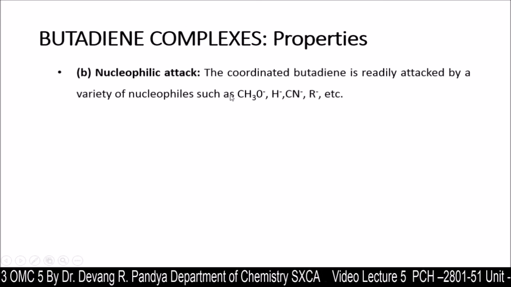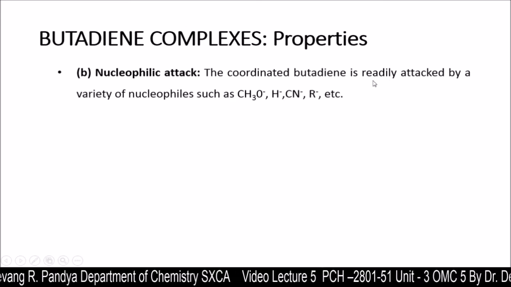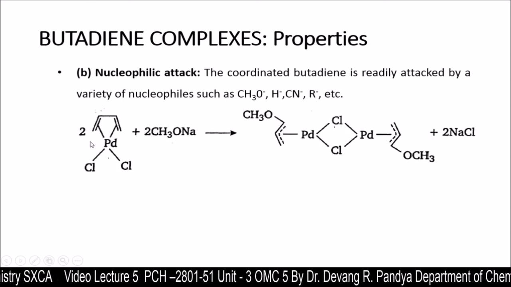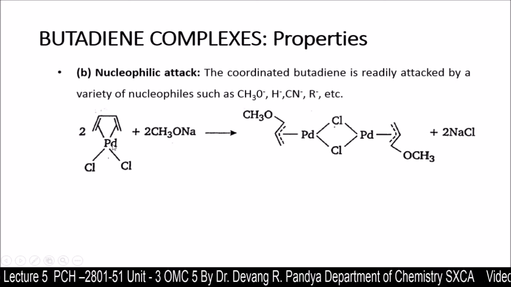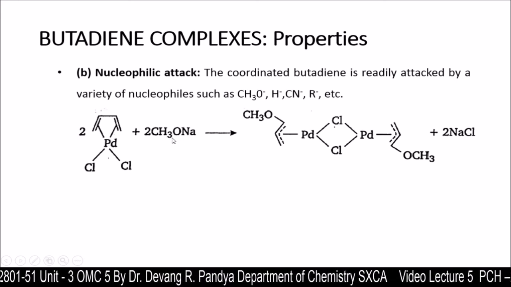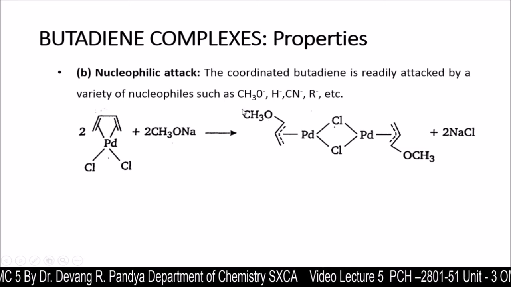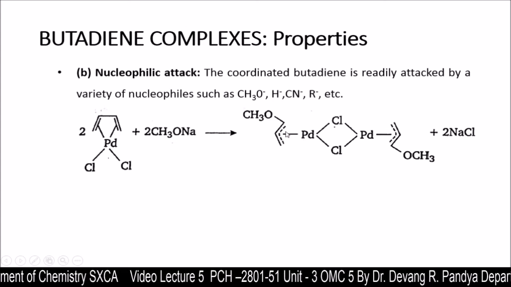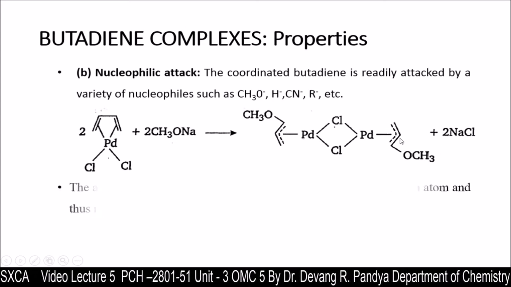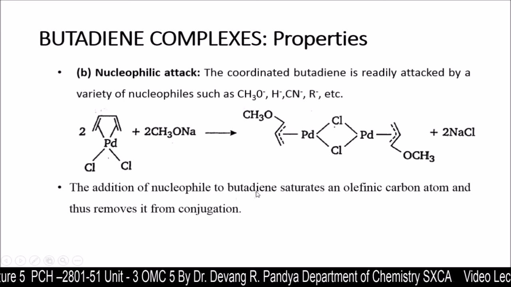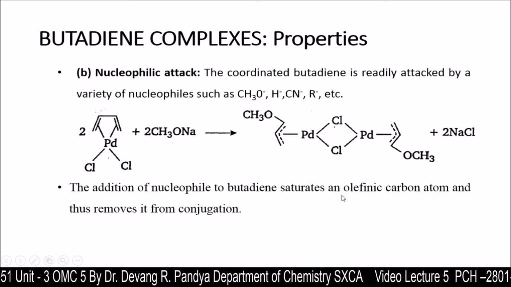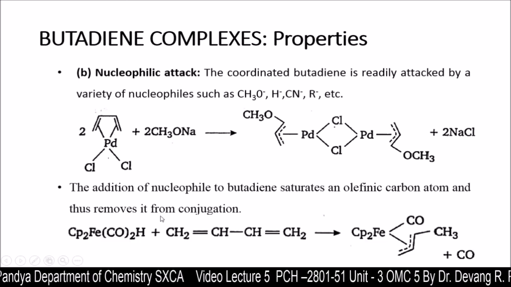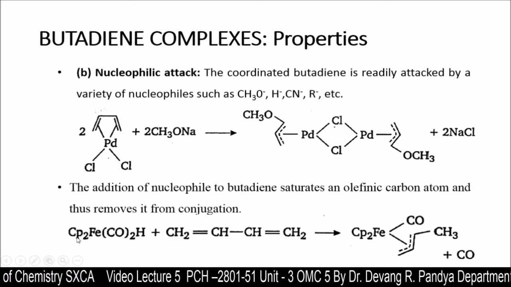Second is the nucleophilic attack. The coordinated butadiene is readily attacked by a variety of nucleophiles such as this. We can see here the palladium complex is treated with sodium methoxide, and we are going to get the substitution of the methoxide group over here, converting the butadiene complex into an allyl complex. The addition of nucleophiles to butadiene saturates the olefinic carbon atom and thus removes it from the conjugation. That reaction is shown over here.